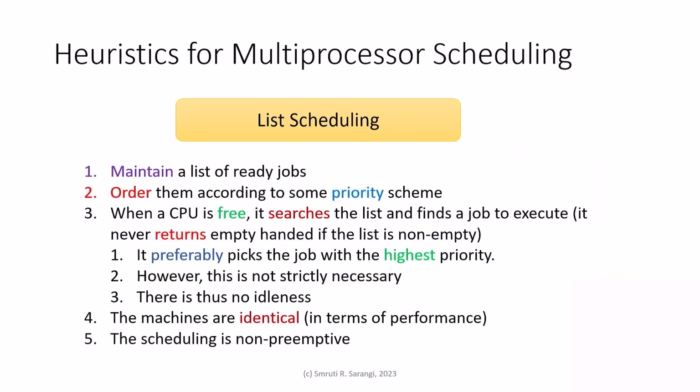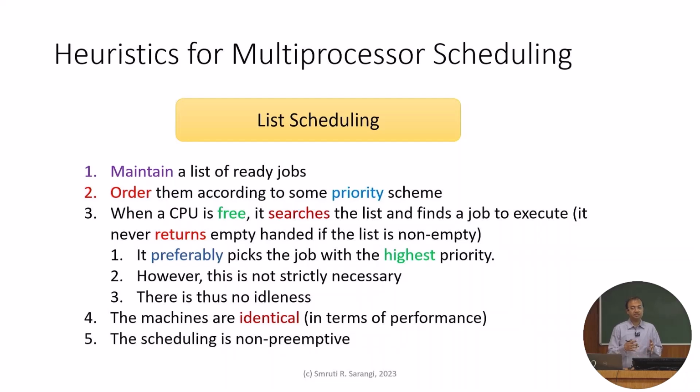Let us now look at heuristics for multiprocessor scheduling. We will look at list scheduling. List scheduling can come in many types, but almost all share some common features. We maintain a list of ready jobs, all the jobs that can currently be executed, and we sort them according to some priority scheme. It does not matter which priority scheme, but some priority scheme.